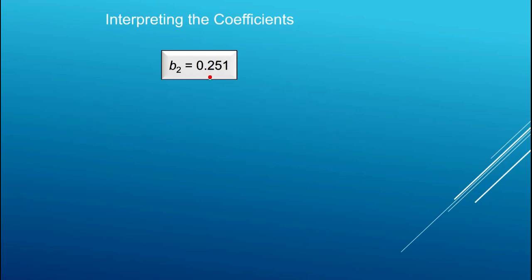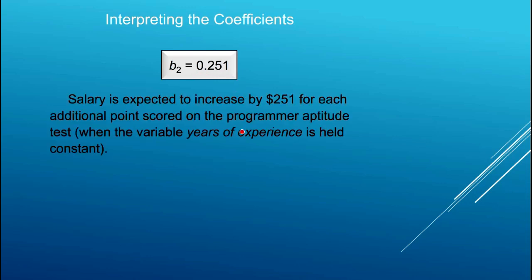And then again, same thing for the 0.251. If I hold experience constant, then an additional point on the aptitude test score is going to lead to a $251 increase in salary. So again, 0.251 thousand dollars is $251.